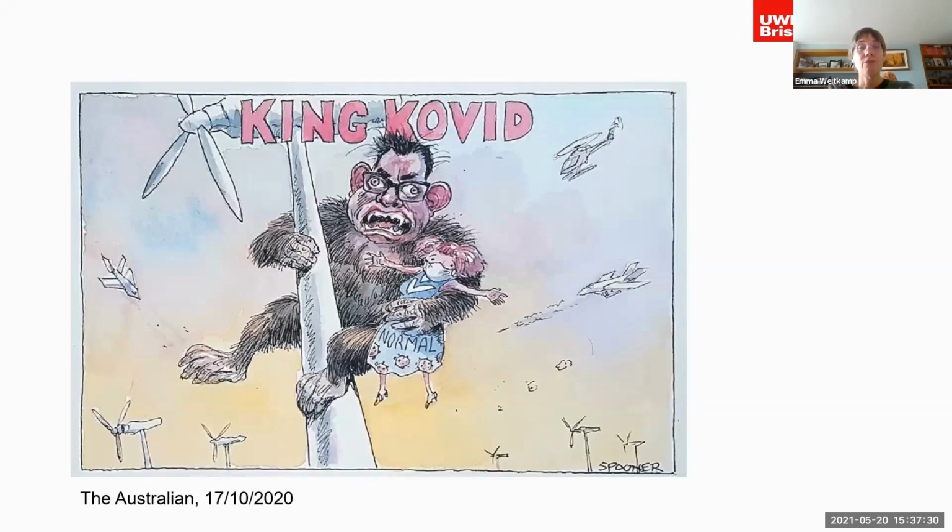So an example of how face masks and viruses might be represented, here we have a cartoon from The Australian, where we can see the virus on the lady's skirt, the face mask on the lady, but not on the politician. The V stands for Victoria. And the politician is the Premier of Victoria, Dan Andrews. Now, The Australian is a right-leaning newspaper, and the Premier is a Labour politician.